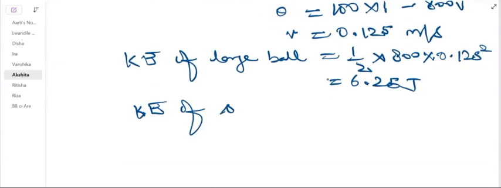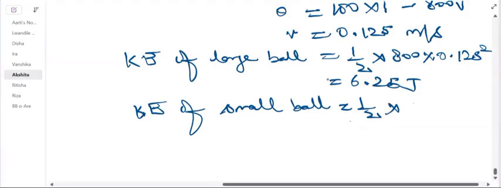Kinetic energy of the small ball will be half into 1 into 100 square, that is 5000 joules. Understood? So this is how you will calculate their kinetic energies. Any doubt?